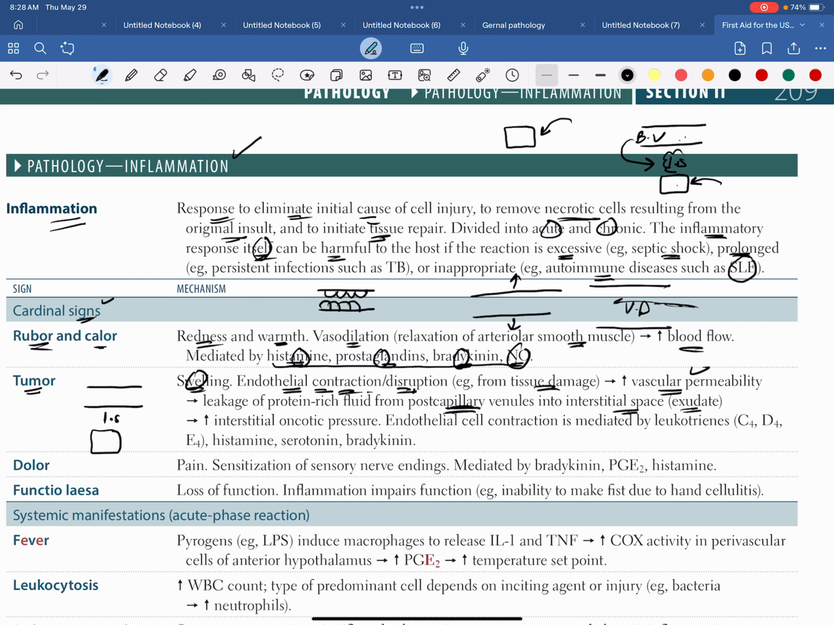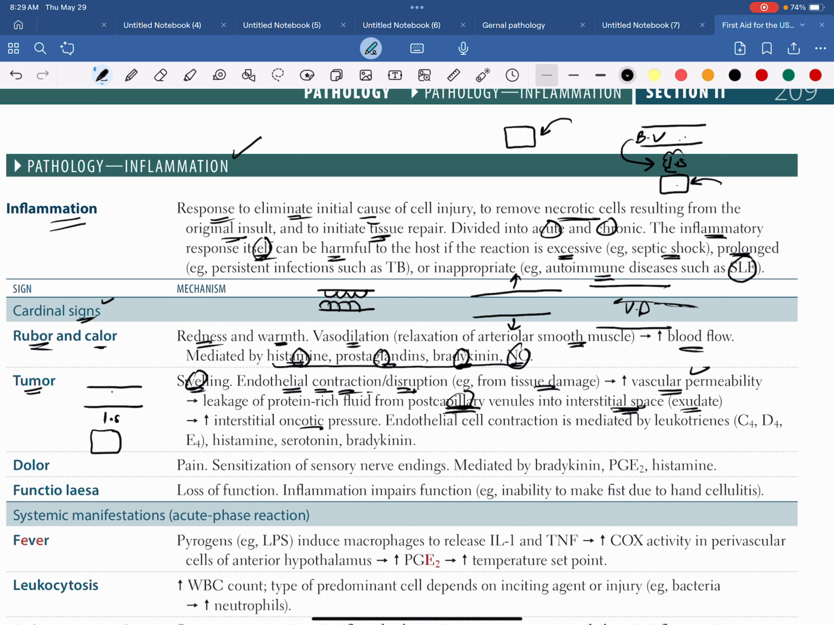So they mention here, when the proteins leak from the post capillary venules and go into the interstitial space, when they reach the interstitial space, their oncotic pressure will increase. So first of all, what is oncotic pressure? Basically, it is a pressure which is produced by the plasma protein.